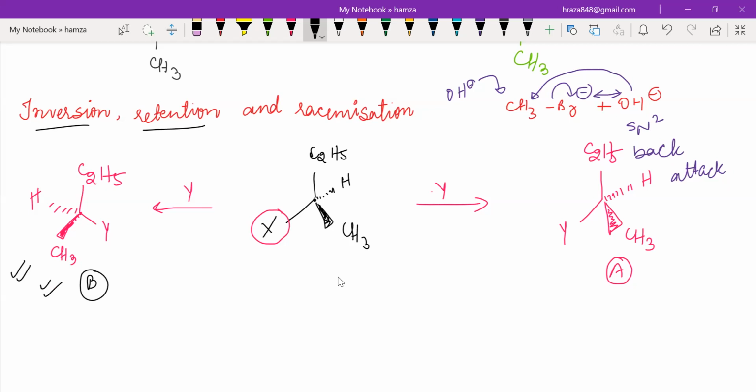If you are going to mix this A and B in equal proportion, these are enantiomers. If you are going to superimpose these compounds A and B, they will not be superimposable. That's why they are enantiomers. Yes or no? Yes, sir. So that's why they are non-superimposable.